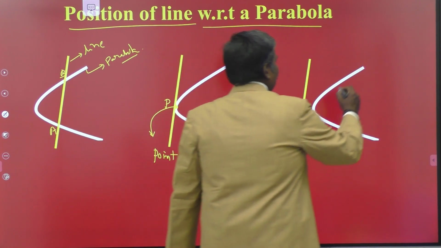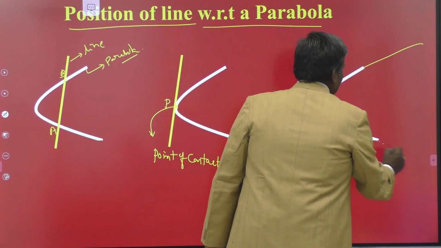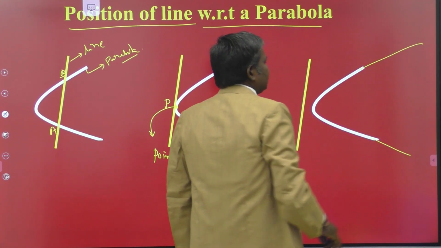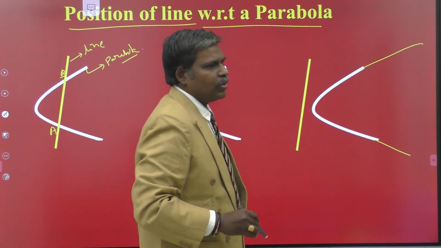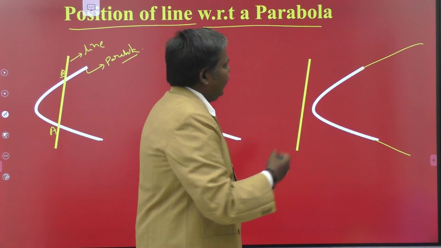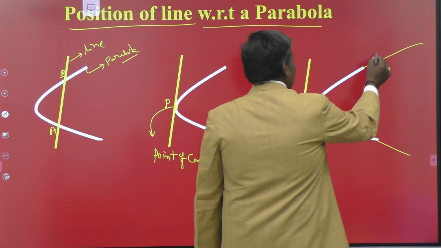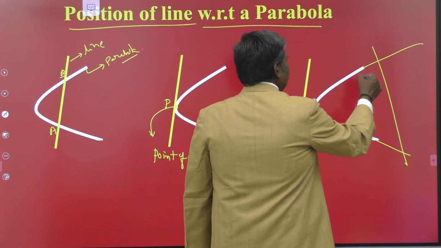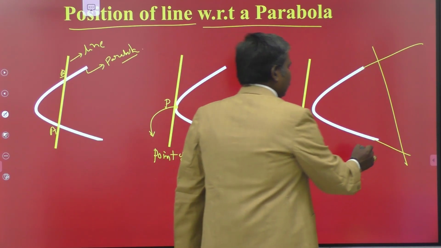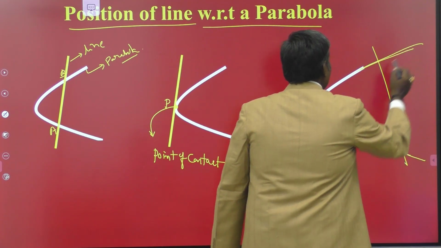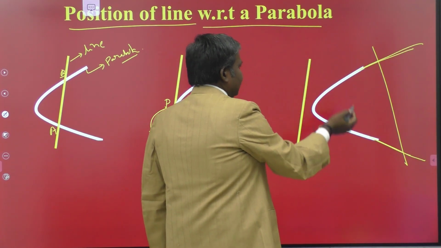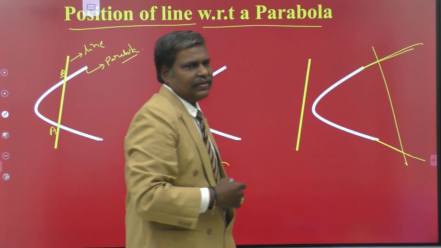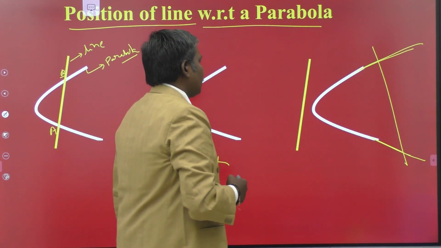Because the curve is an open curve, you can extend it here to here. We can't draw the line on the right side of the parabola if your parabola is towards the right. If you write any line here itself, you can't say it is outside the parabola, since you can extend it. So if you want to write a line which does not intersect the parabola, you have to write it on the left side.